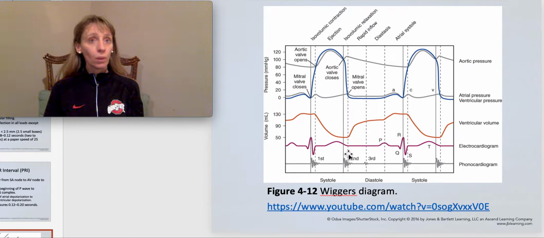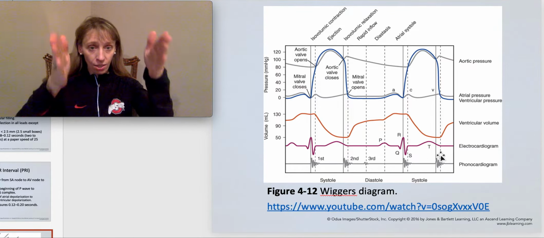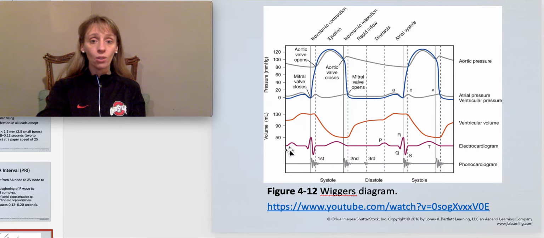This is the Wiggers diagram. I'm not going to ask you much about it, but I do have a YouTube clip on here you can watch. It's very confusing if this is your first class looking at a full cardiac cycle and all the stuff that happens. This class has one focus, and that is to be able to understand the electrocardiogram.